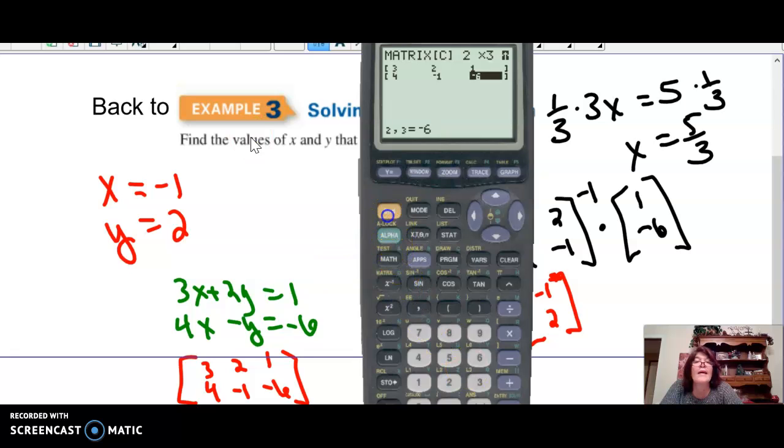I'll quit out of that and then go back in and say I want to do some math with, I went down to RREF, which is what we did before, and I'd like to do that with matrix C. And that'll give me x is negative 1, y is 2. See it? Remember? These are two different ways to use your calculator to solve a system.